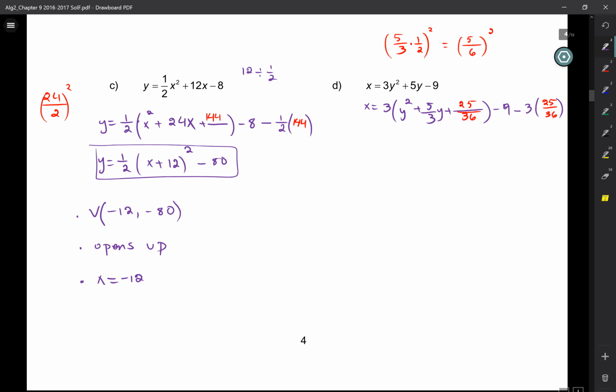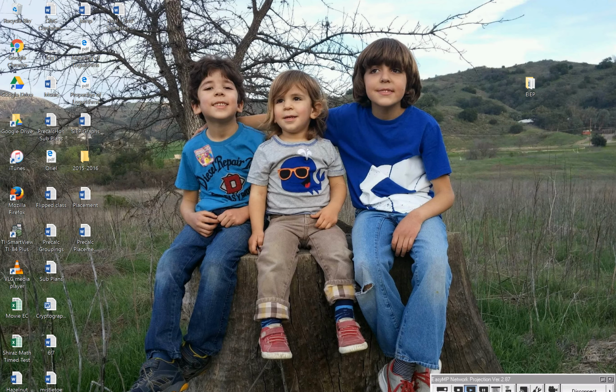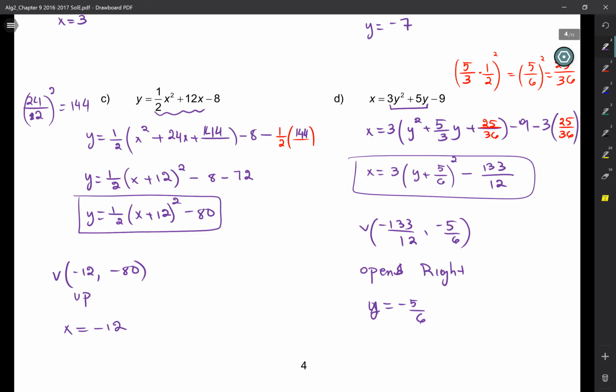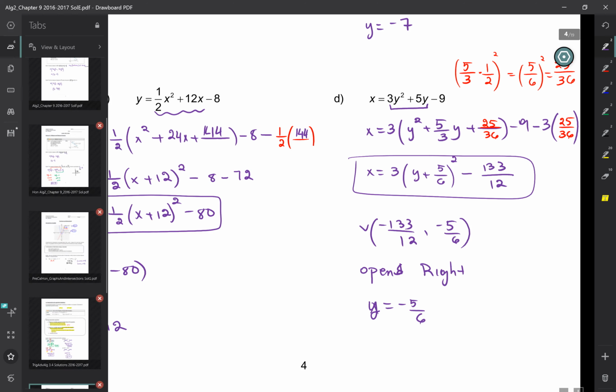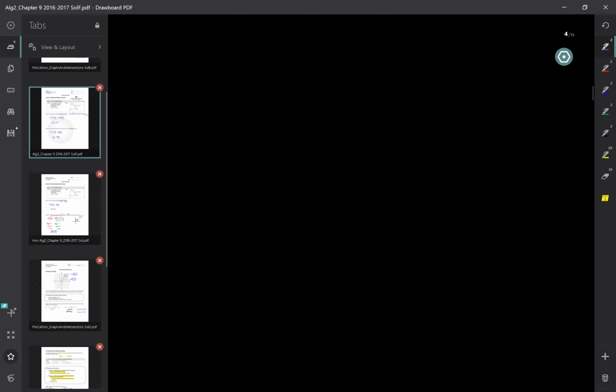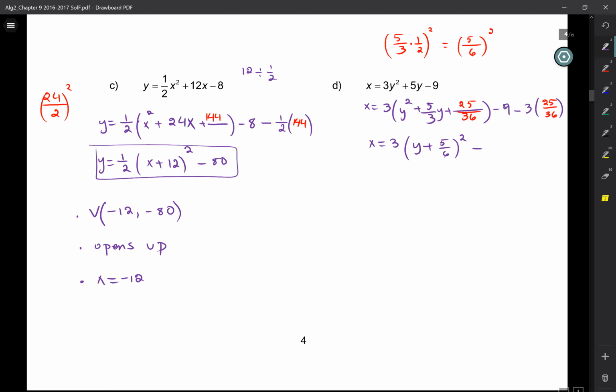All right? Now, x equals 3 times y plus how much squared? 5 over 6 squared minus, wait, I'll tell you how much that is. So it's negative 133 over 12. Okay, so negative 133 over 12. So what's the vertex?